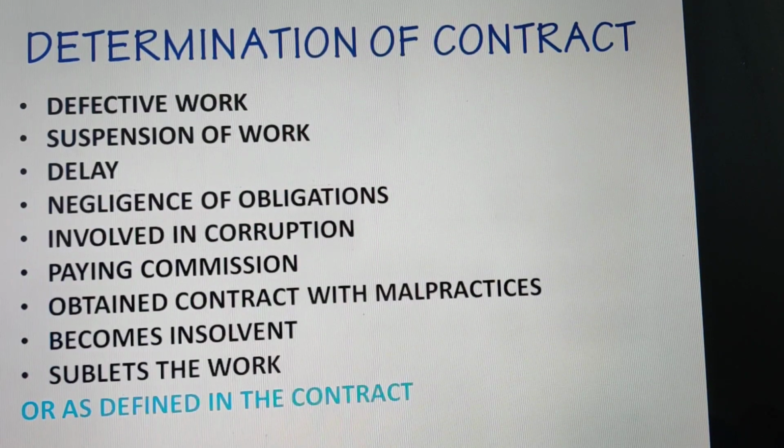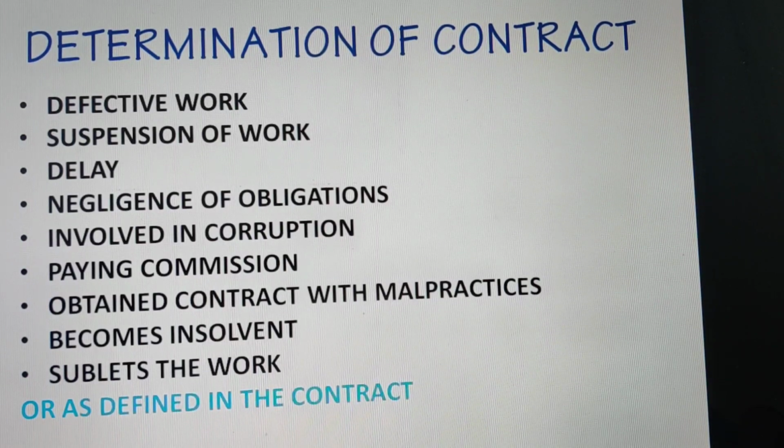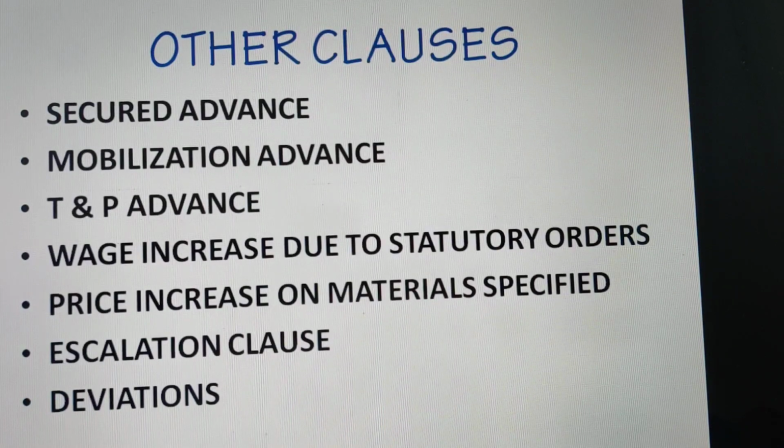Now regarding determination of contract, the condition is included in all types of contracts, and there are a number of reasons due to which contractor is rescinded. Some of them may be defective work, suspension of work, delay, negligence of obligations, involved in corruption, paying commission, obtaining contract with malpractices, becomes insolvent, or subletting the work if the provision of subletting is not there in the contract or as defined in the contract. So this clause will also be included in EPC contracts.